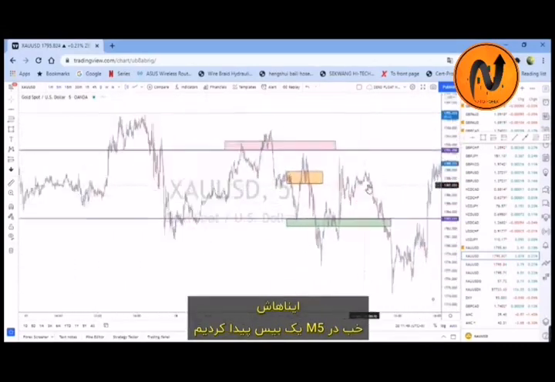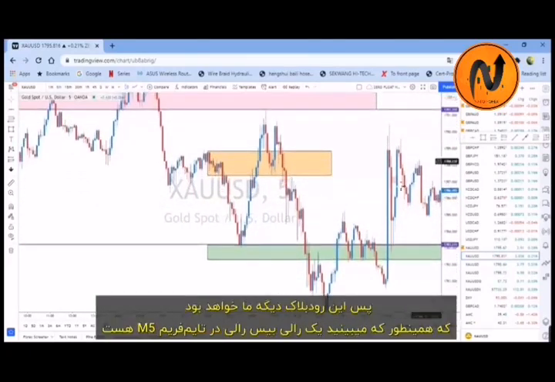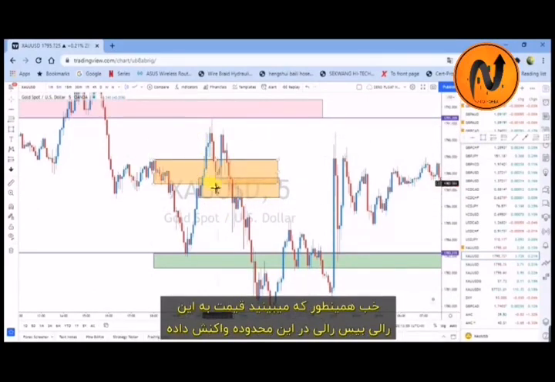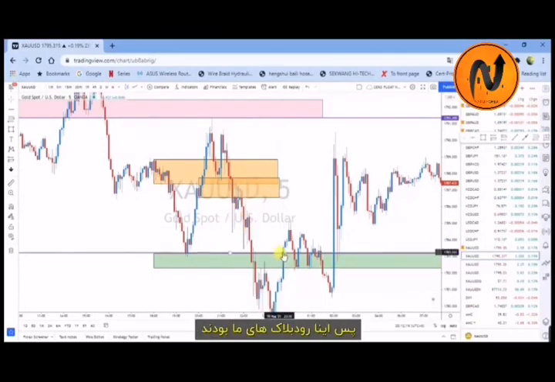There we go. Okay, and on the M5 we found another base. So this will be our another roadblock, which is this. As you can see, this is a rally base rally on the M5 time frame. Okay, as you can see that the price reacts to this rally base rally in this zone. Okay, price reacts in this zone, goes back up, breaks this zone, tested this base break, and then continues on the downtrend. So these are our roadblocks.